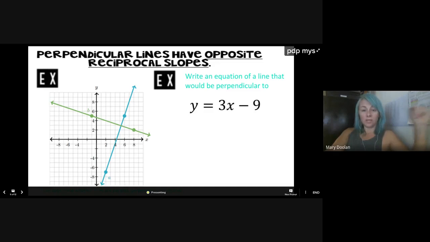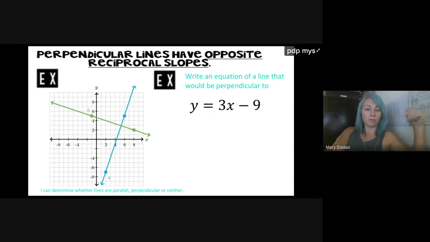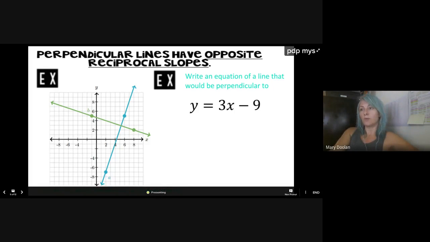If this green line is perpendicular, which it kind of looks like it is, right? But I don't see any right angles here. So if it is perpendicular, then its slope would have to be the opposite reciprocal of 3. It would have to be, so you have 3, think of it as 3 over 1. It'd have to be 1 over 3, and then it'd be the opposite sign. So it'd have to be -1/3. So we're going to see if this green line has -1/3 slope.